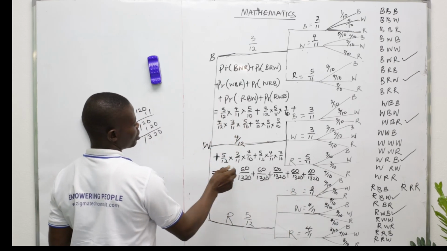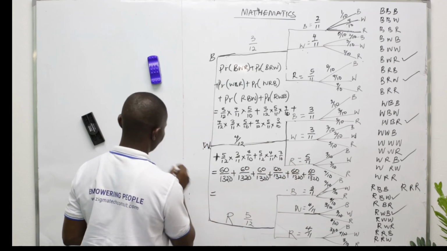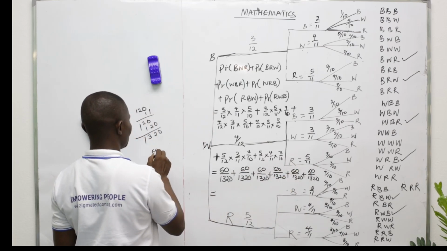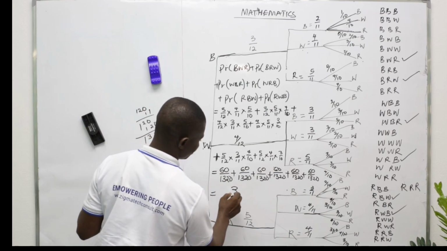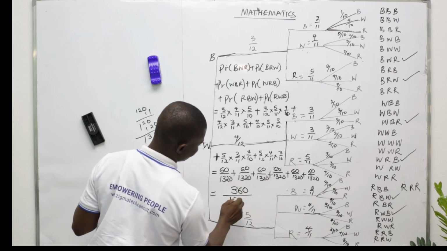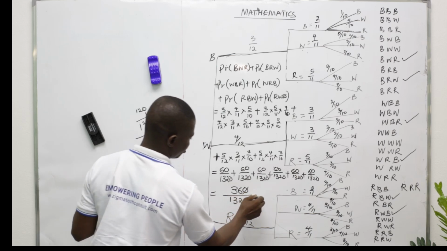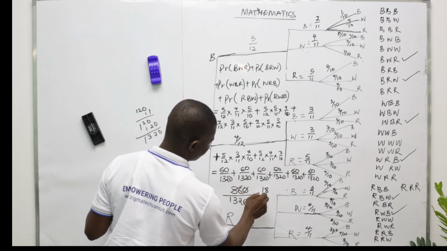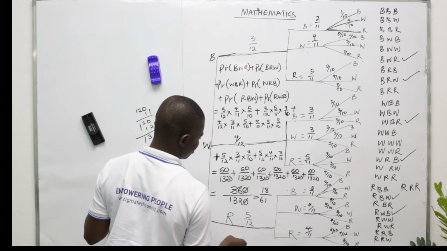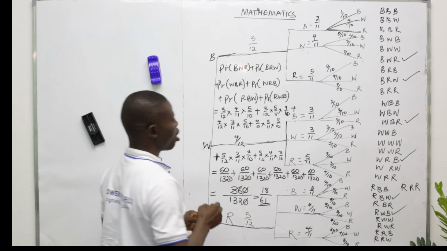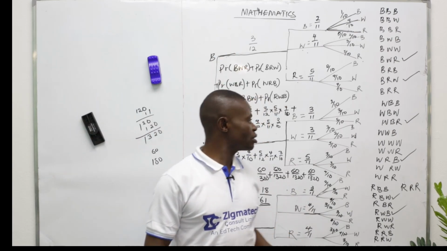1, 2, 3, 4, 5, 6. So how many 60s do we have? 1, 2, 3, 4, 5, 6. 60 plus 60 is 120, 120 plus 120 is 240, and so on, giving 360 all over 1320. Simplifying, 18 all over 61 is the answer to this question.